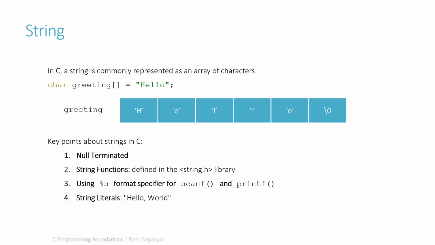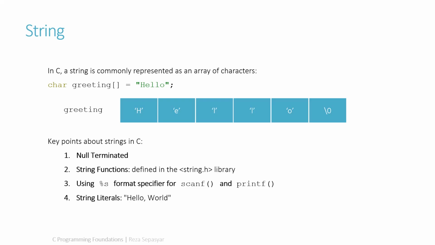C doesn't have a special string type like some other languages. Instead, we use an array of characters to make a string. For example, if you write char greeting equals "hello", you've got an array named greeting that stores the letters H, E, L, L, O, and then that null character to mark the end.